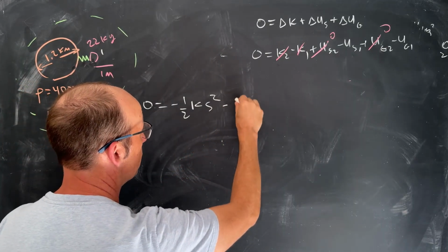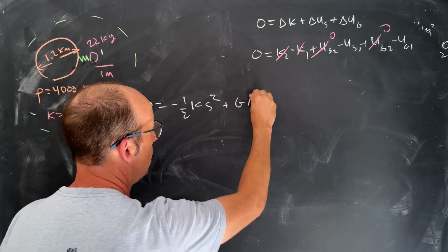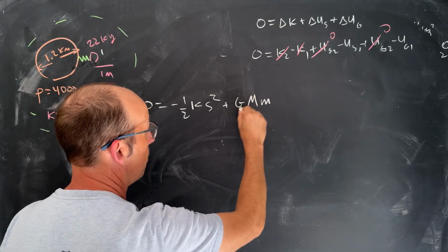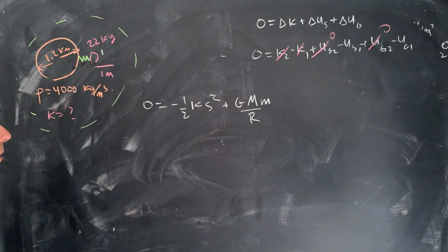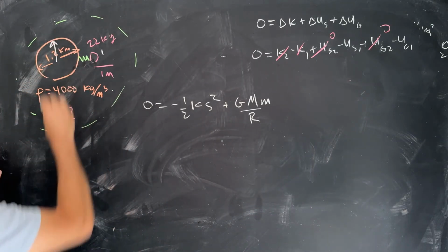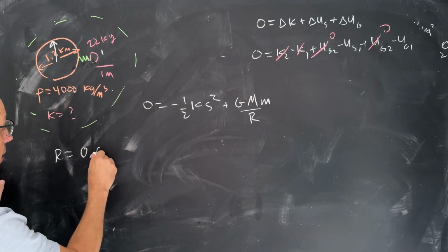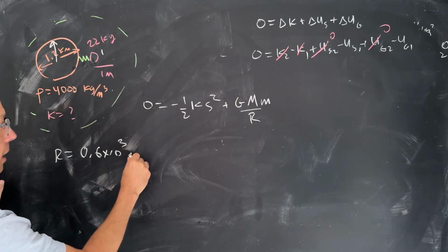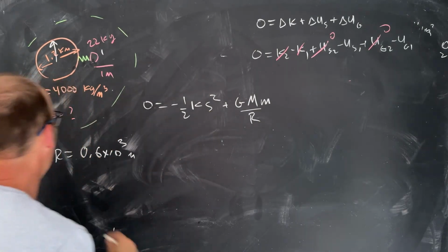And then I have minus the initial gravitational potential energy. It's going to be minus a negative, so plus G, mass of the asteroid, mass of the package over, I'll call that r. And so that r is the radius of this. So r is going to be 0.6 times 10 to the third meters. Okay, so what do I have? I have 1/2. S is 1.